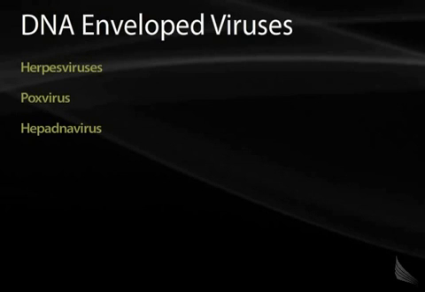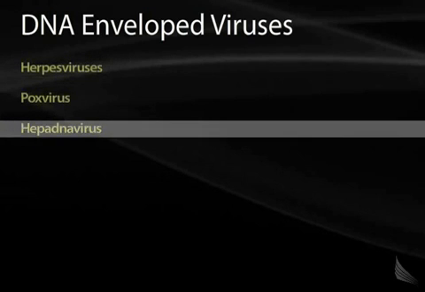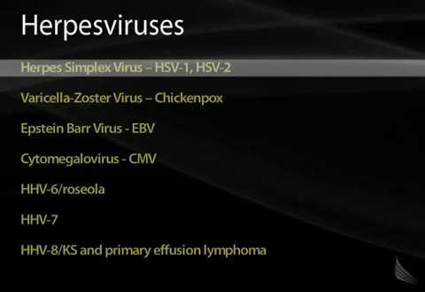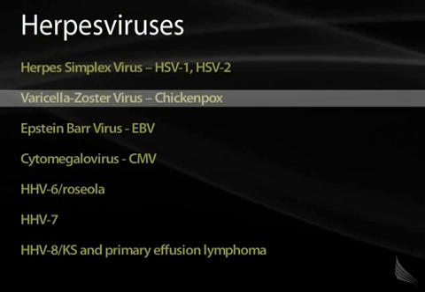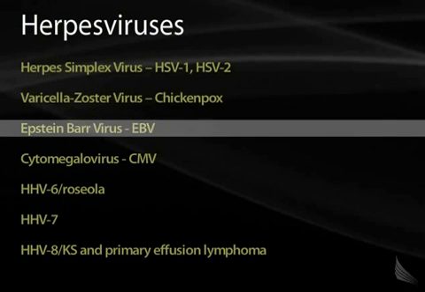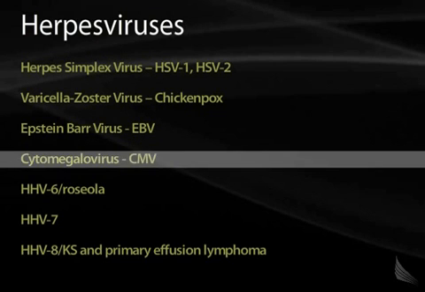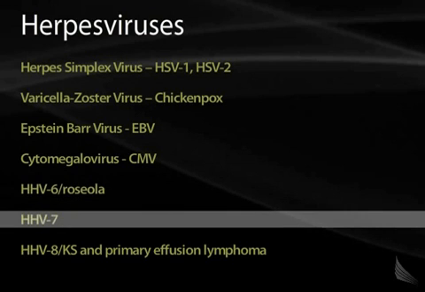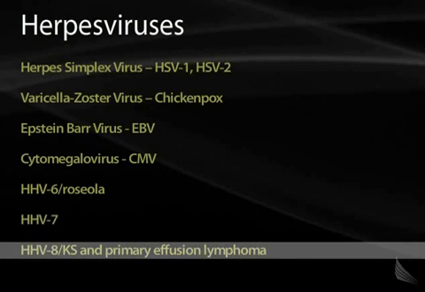As I said, the DNA enveloped viruses are herpes virus, pox virus, and hepadnavirus. All three of these cause important human disease. The herpes virus family has a number of members, which each cause an important disease. Herpes simplex virus causes HSV1 and 2. Varicella zoster virus causes chickenpox. Epstein-Barr virus causes EBV disease. Cytomegalovirus causes a number of diseases. HHV6 is a cause of roseola. HHV7, we're not really sure exactly which diseases it causes, but it's been implicated in a few. And HHV8 is associated with Kaposi sarcoma and primary effusion lymphoma.